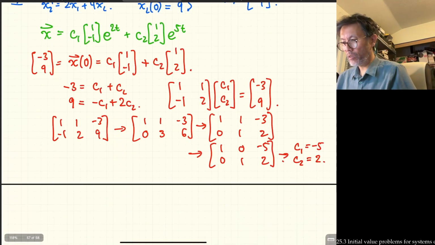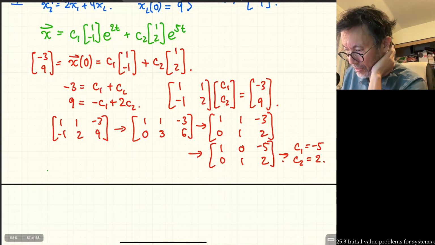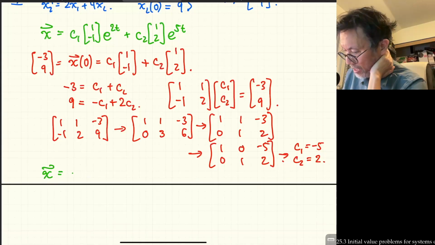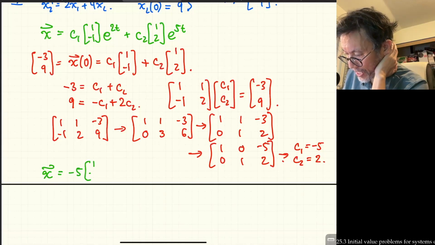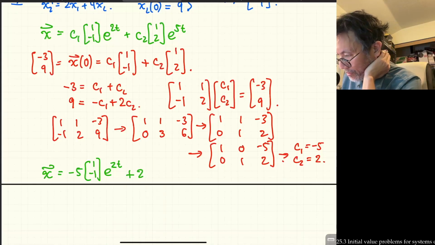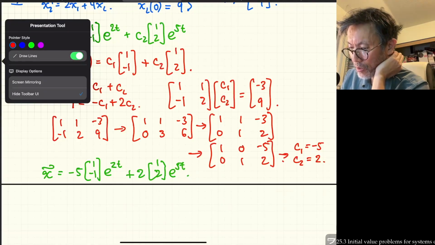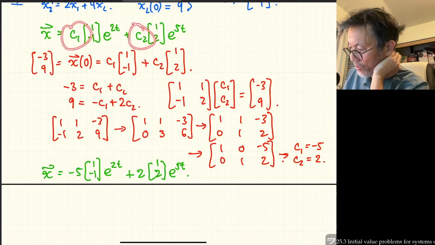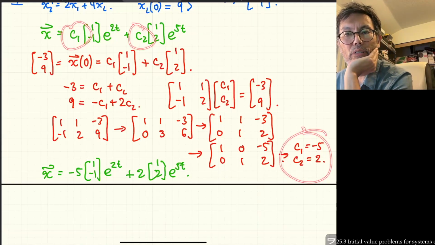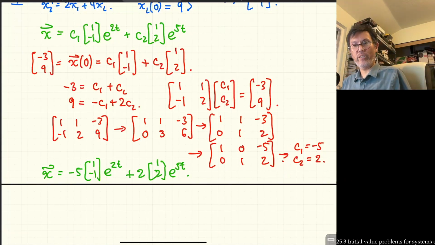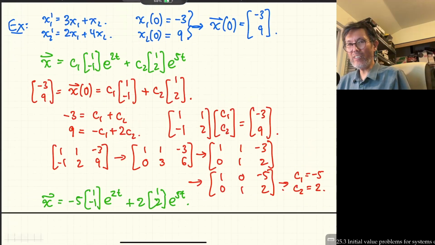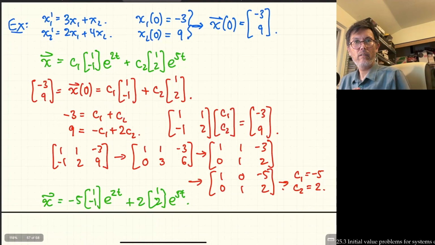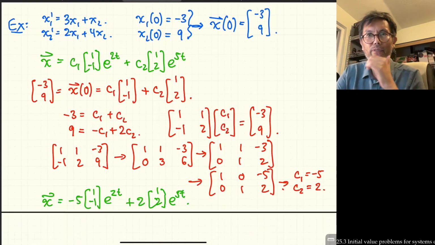So the solution which satisfies the initial condition is x equals negative 5 times (1, negative 1) e to the 2t plus 2 times (1, 2) e to the 5t. How did I do that? I just put c1 and c2 in right here and right here, the c1 and c2 I found. This is how you deal with initial conditions. Not too bad, right? Good. That's enough. So long.